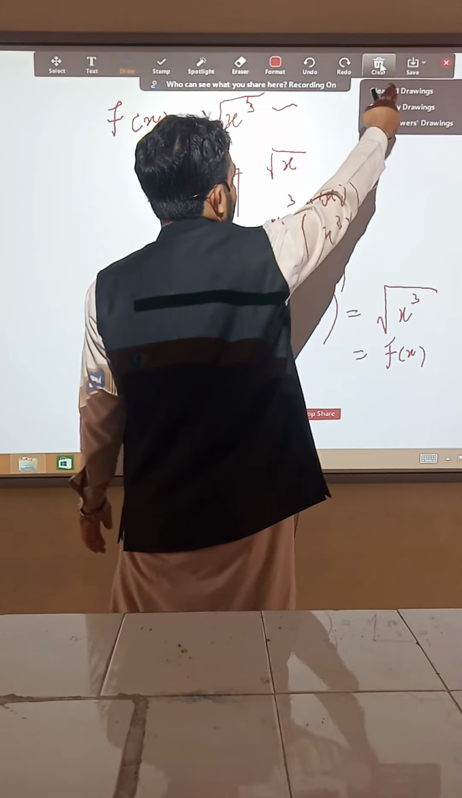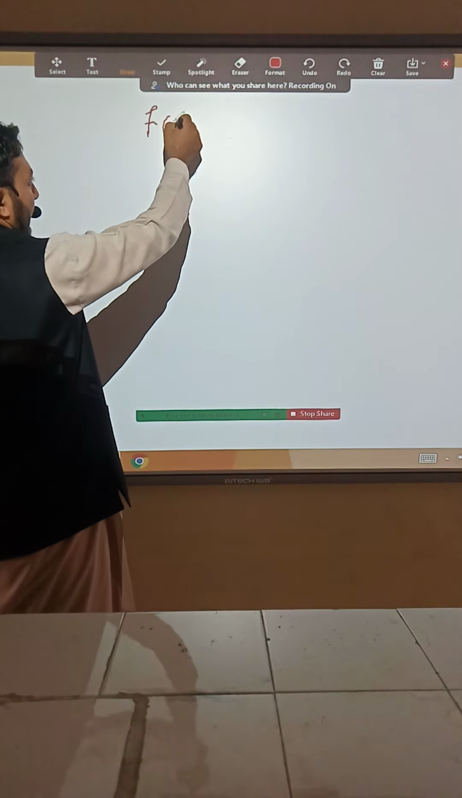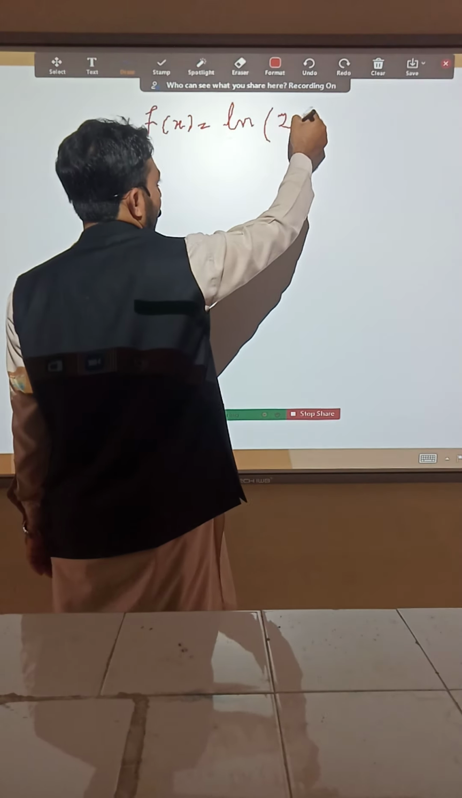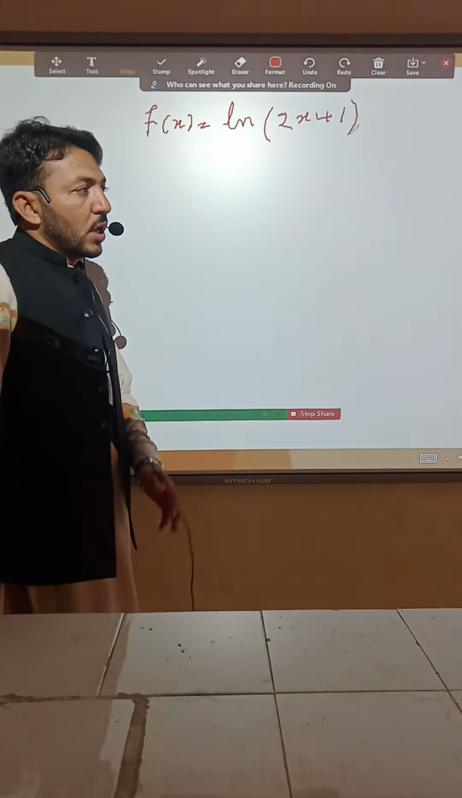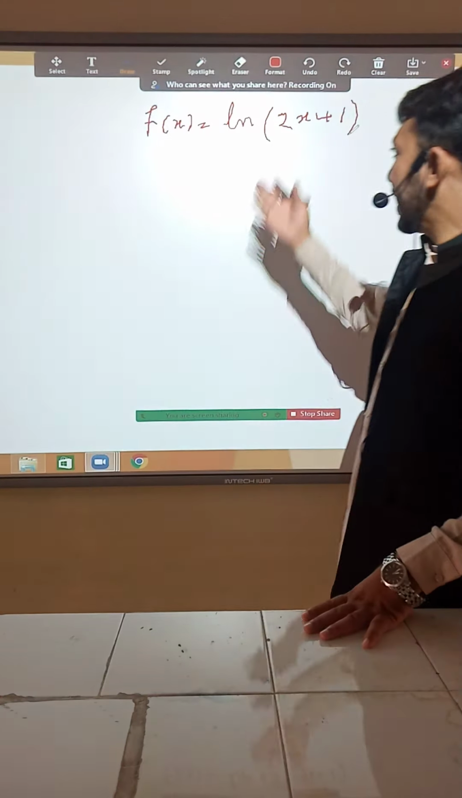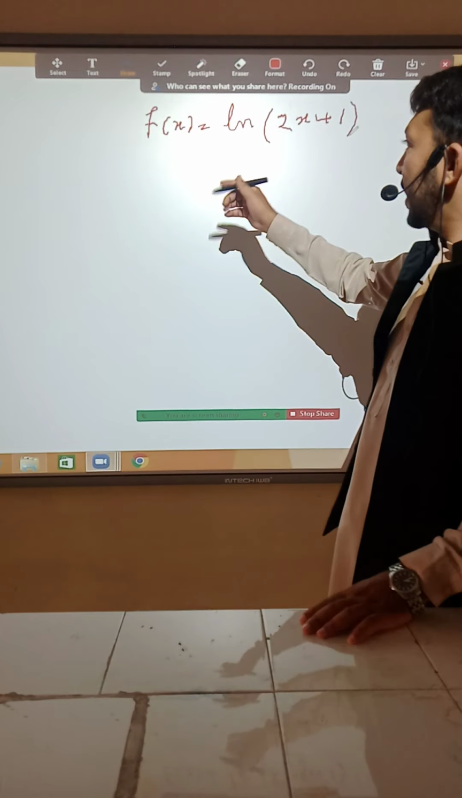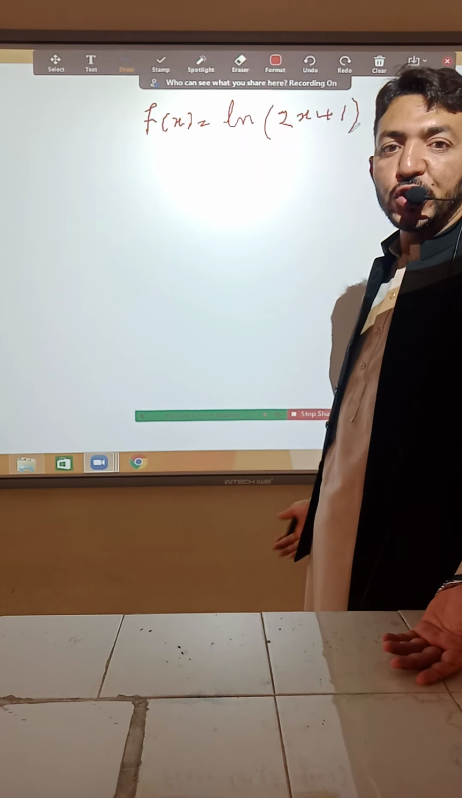I am taking another example for the composite function. Let's say we have a function f(x) is equal to ln of 2x plus 1. That is a logarithmic function. You can also convert that into the composition of two functions. That is a composite function. How is that a composite function? Actually it is the composition of two functions.